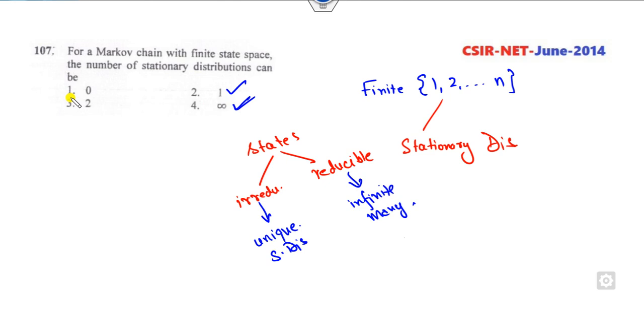So the right answer is my B and D, that's 2 and 4 are my correct options. Remember this, because nothing is given to you about the behavior of the states. So if the Markov chain is irreducible, then unique; reducible, then infinite. So the right answer is 1 and infinite.